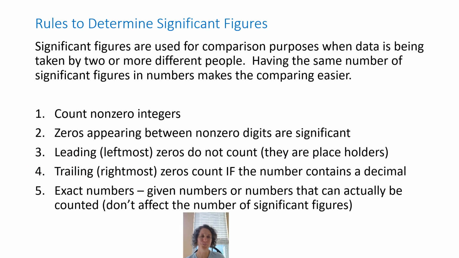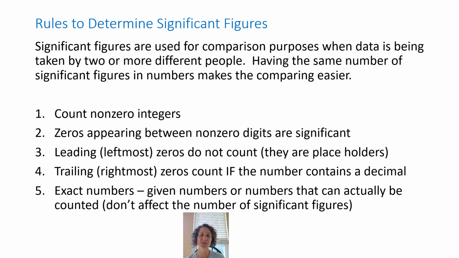Okay, so now the rules to determine significant figures. Significant figures are used to compare. If you are doing an experiment and someone else is doing that same experiment, you want to be able to easily compare them. And you do this by having the same number of significant figures. And so these are the rules. You're just going to need to be flexible. They seem to make people kind of irritated sometimes, and I understand that.